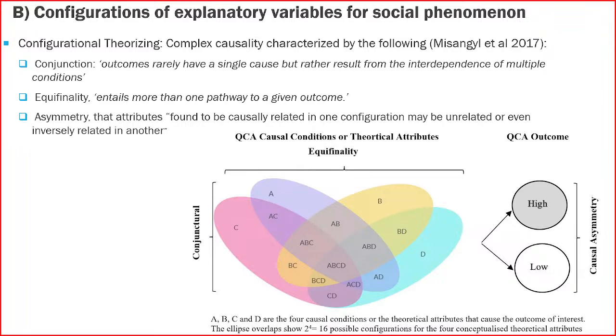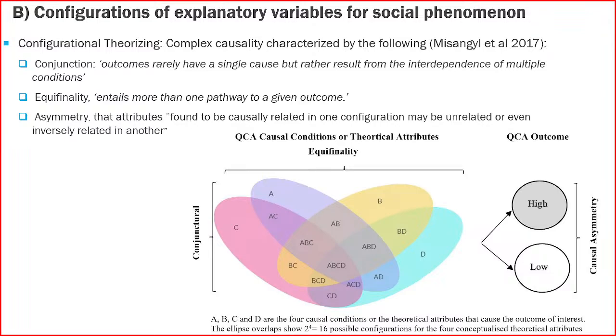And the third one is also very important, which is what we call causal asymmetry. What causal asymmetry says is that, like in typical regression, we know that the greater the x, the greater the y, the less the x, the less the y. That we call symmetry. There's a symmetrical relationship. But QCA says that the presence of a factor or a combination of factors may contribute to an outcome, but their absence may not lead to the absence of that outcome or low outcome. So there are three attributes that define QCA logic or configurational theorizing logic: conjunction, equifinality, asymmetry. Equifinality means multiple pathways. Asymmetry means that the presence may contribute, but absence would not hurt. And conjunction is the combination of factors that come together.